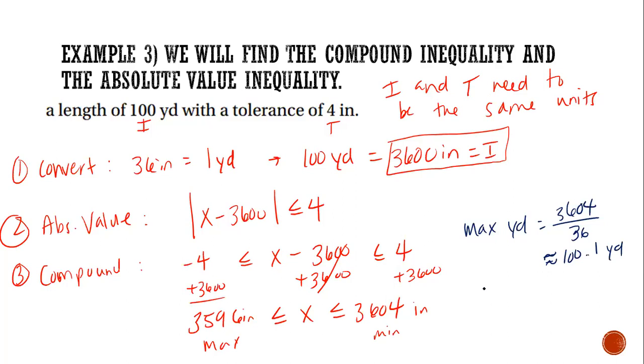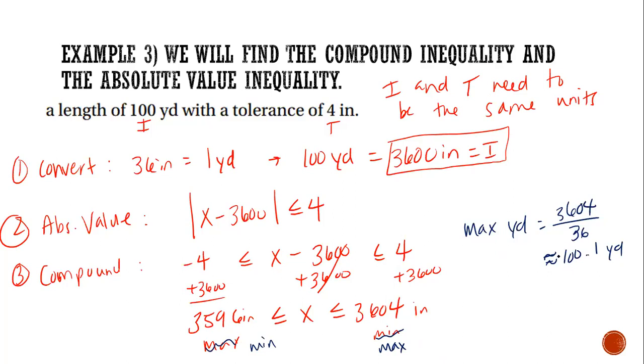Miss Jones. Yes. You put the 3,604 as a minimum. Oh, right, I wrote them backwards. I wrote it right on the other side. Thank you, Sarah. I don't know what I did, but good call, Sarah.